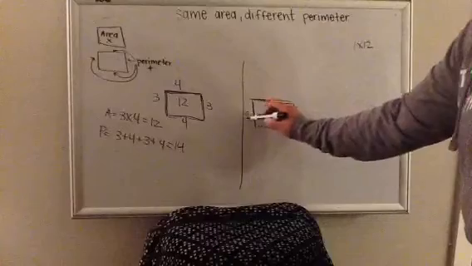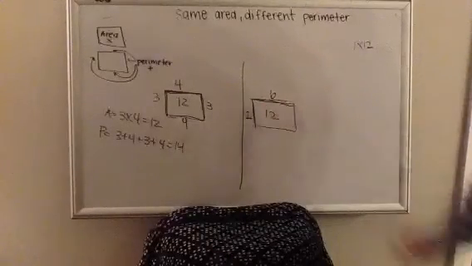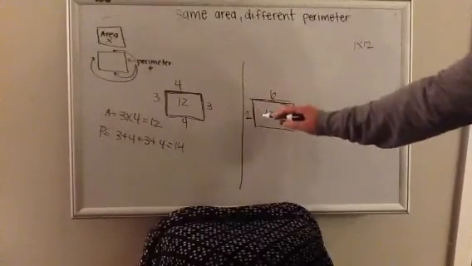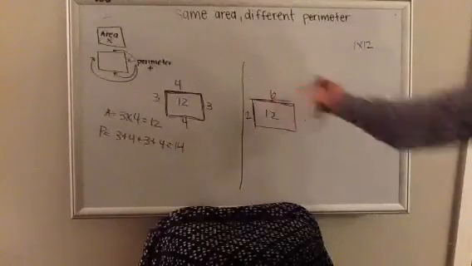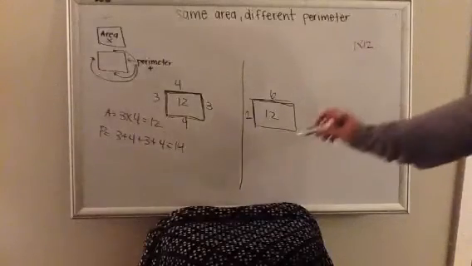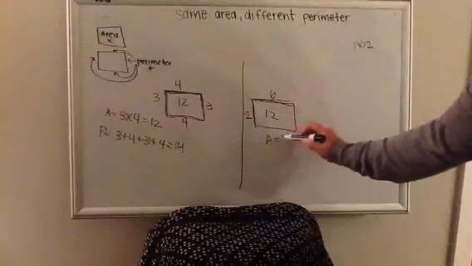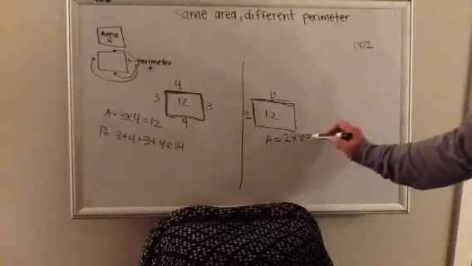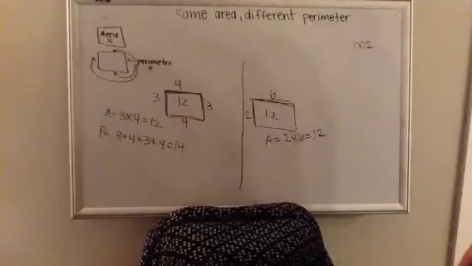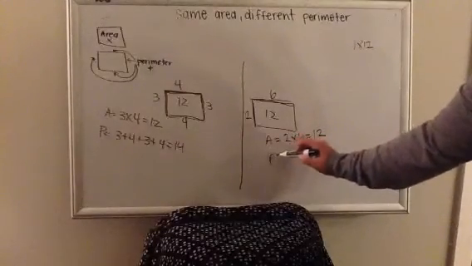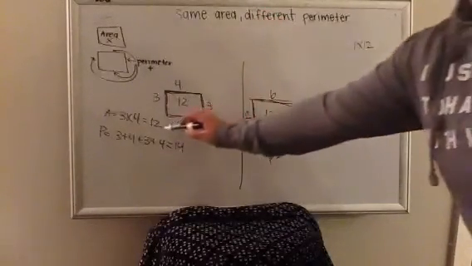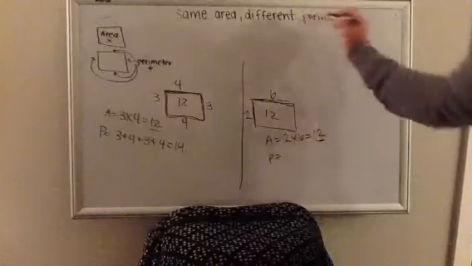I know that 2 times 6 equals 12. So there would be 6 and 6 invisible squares that helps me find my area. So my area is 2 times 6 equals 12. All right, but my challenge is same area. There it is. But different perimeters.